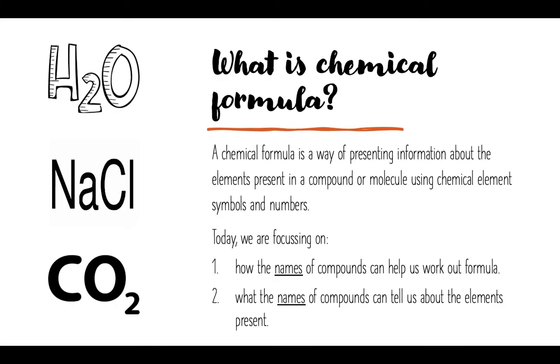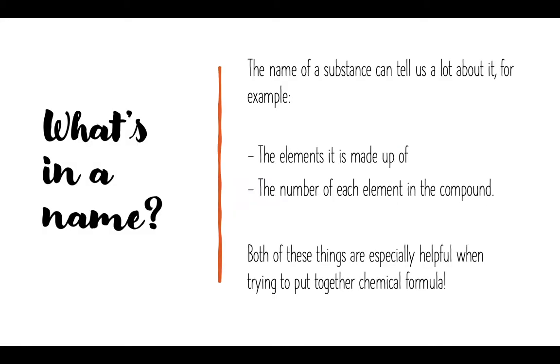Today we are focusing on how the names of compounds can help us work out the formula, and what the names of compounds can tell us about the elements present. So what is so important about the names of these chemicals? Well, the name of a substance can actually tell us a lot about it. For example, it can tell us the elements it is made up of, and also, in some cases, the number of each element in the compound. And both of these things are especially helpful when we are trying to put together chemical formula.